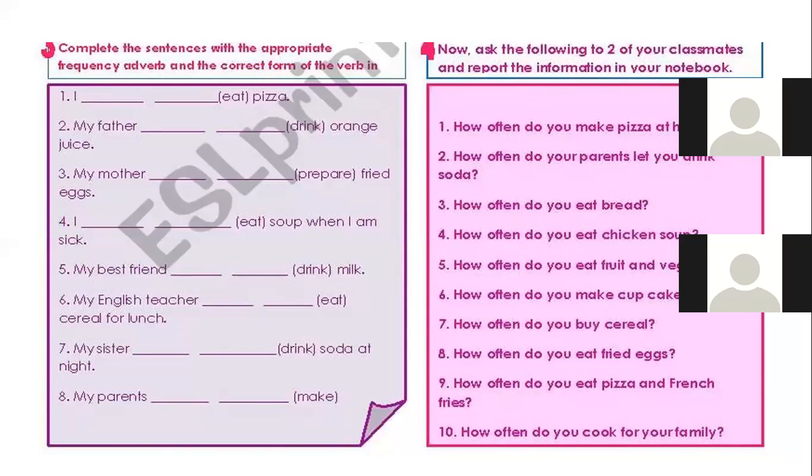Okay. Raquel, lo hacemos. Raquel y Vladimir. Sí. Okay. Excellent. Raquel, how often do you make pizza at home? I never make pizza at home. Never.